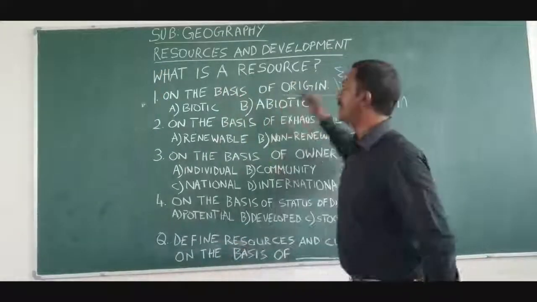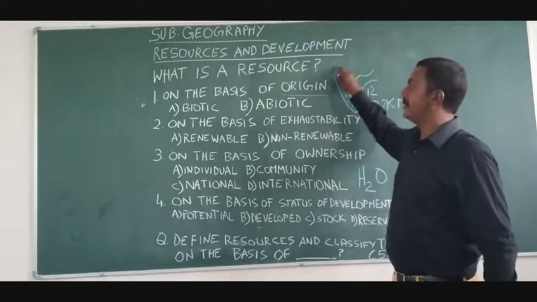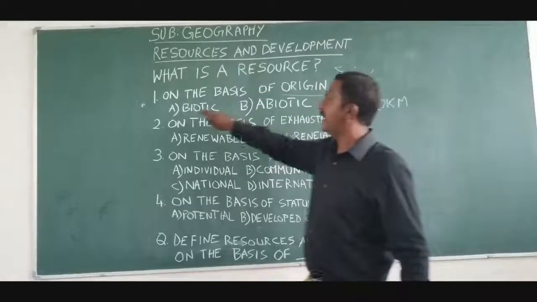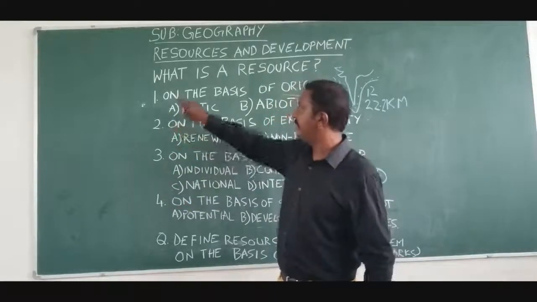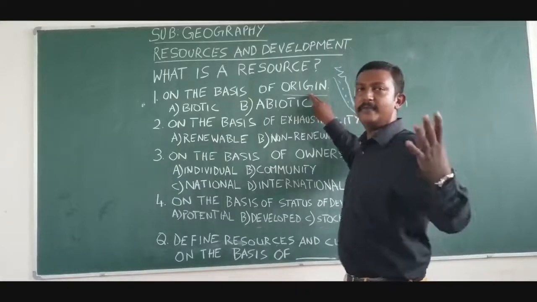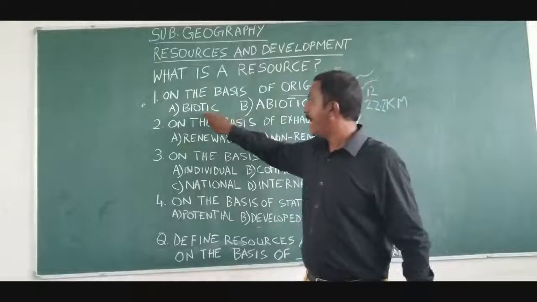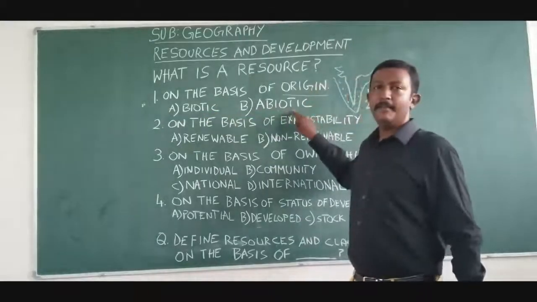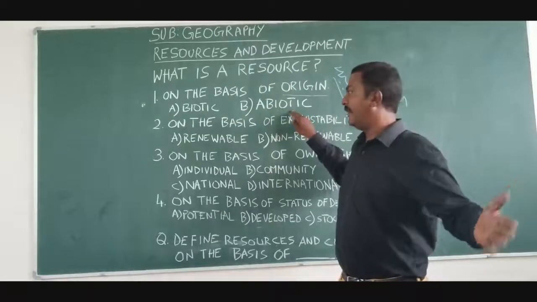Now, all these points, let's take a recap. What is a resource? These resources are classified into four bases. The first one is on the basis of origin. Where did the resource originate from? They are biotic and abiotic. Biotic meaning living and abiotic meaning non-living things.